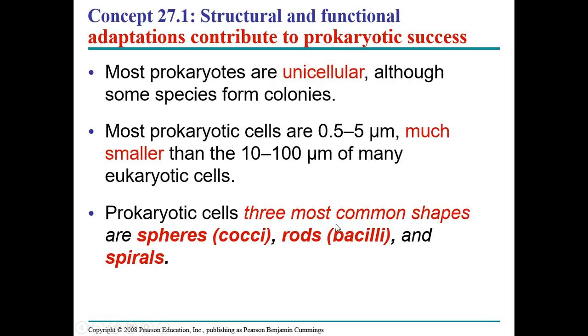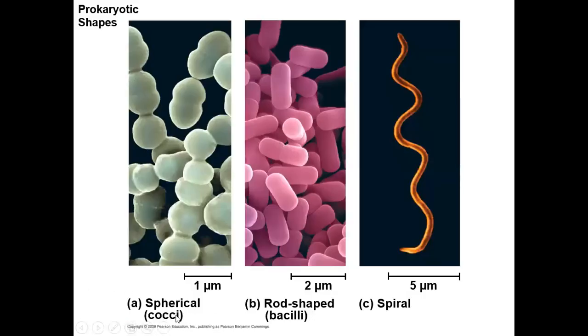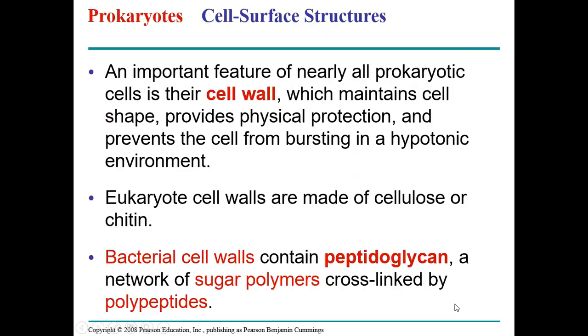The three most common shapes of prokaryotic cells are spheres, called cocci, rods, called bacilli, and spirals. On the basis of their shapes, we can classify them. You might have heard about Staphylococcus, which has a spherical appearance. That is a cocci bacterium. An example of bacilli is Bacillus thuringiensis. Spiral organisms are also there. The spherical organism is about 1 micrometer in size, the rod-shaped bacteria or prokaryotes are about 2 micrometers, and the spiral is about 5 micrometers in diameter.